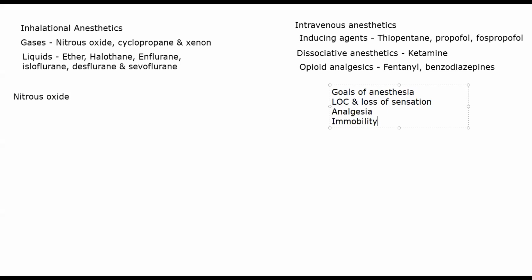Immobility, so you do not want the patient moving around when you're performing a surgery, obviously. And muscle relaxation, abolition of somatic and autonomic reflexes. You do not want any somatic or autonomic reflexes to come in between your surgery. So these are the goals of your anesthesia. This is what you will try to do.